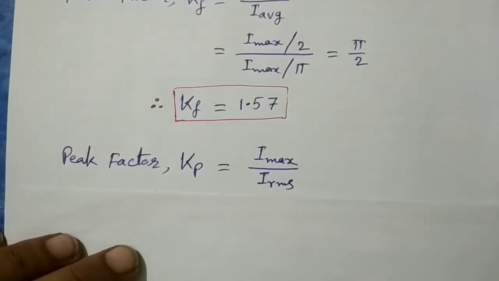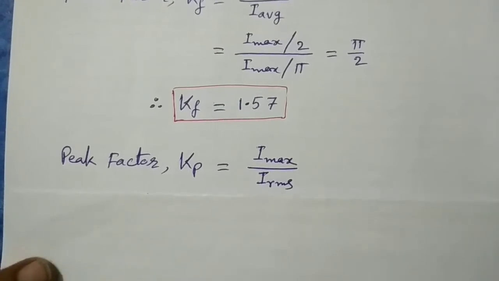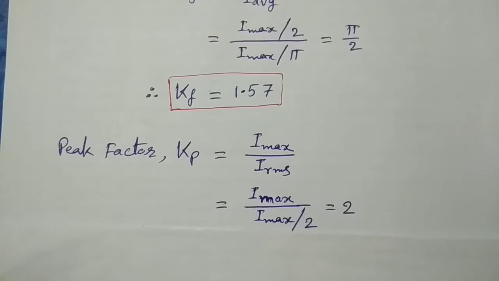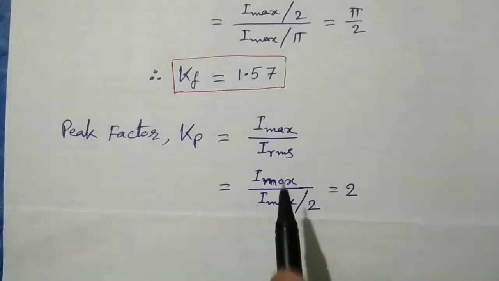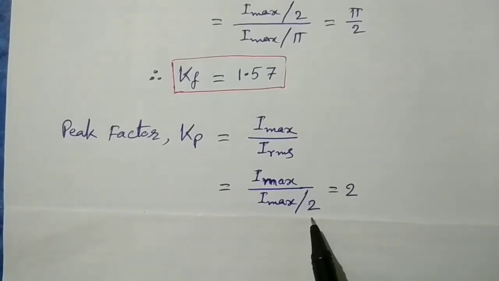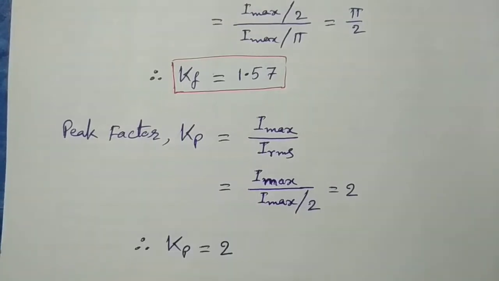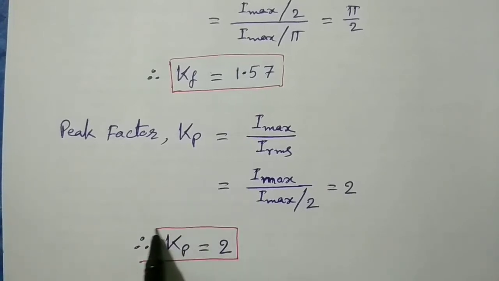Similarly, the peak factor is defined as the ratio of maximum value to the RMS value. So I max upon I max by 2. So finally it will be 2. So the peak factor of the half wave rectified waveform will be 2.